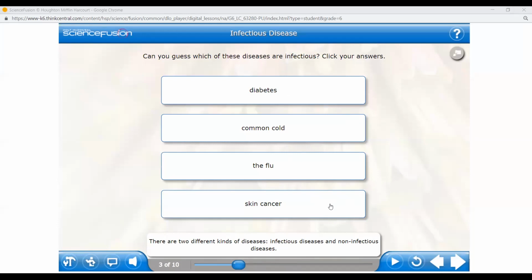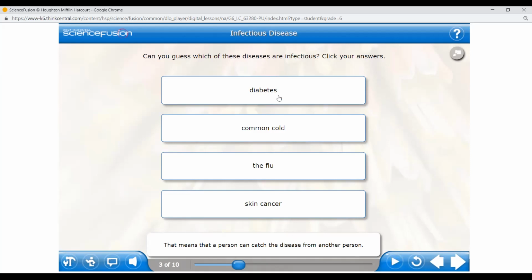Leen, will you tell me which diseases are infectious, which can come from another person? There are infectious diseases and non-infectious diseases. An infectious disease is a disease that is communicable. That means that a person can catch the disease from another.